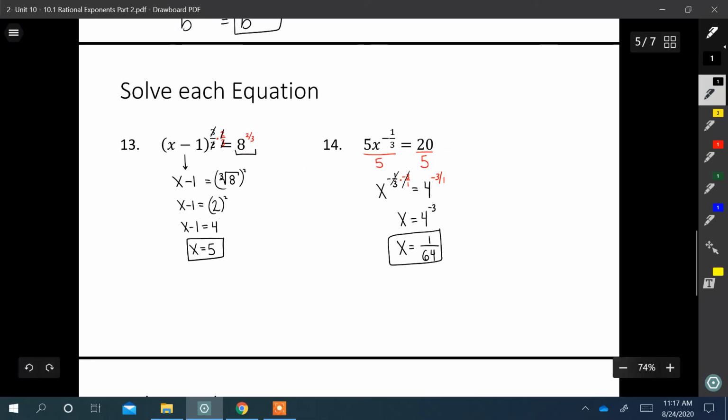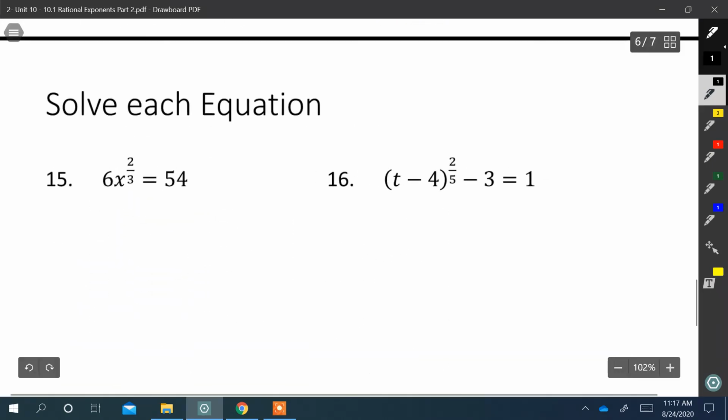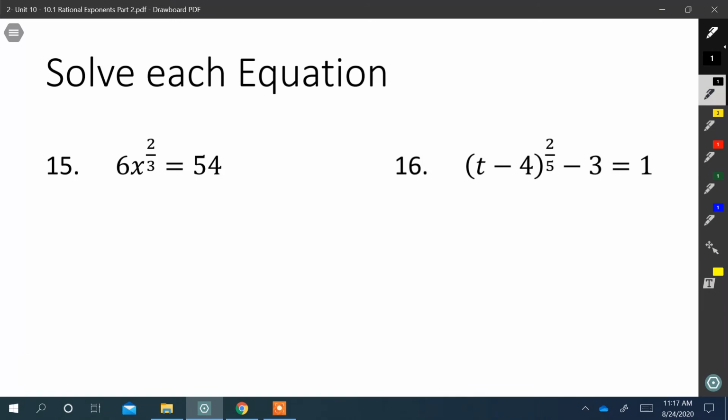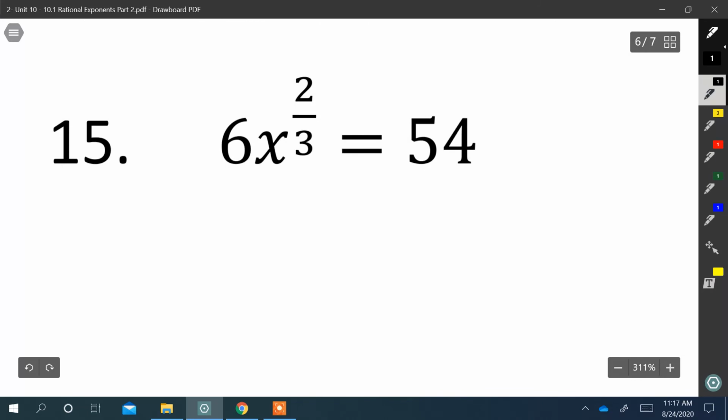Alright, let's go ahead and move on to the next one here. Let's see if you can solve those two right there. Okay, so try number 15 first, see if you can get the answer for that one there.